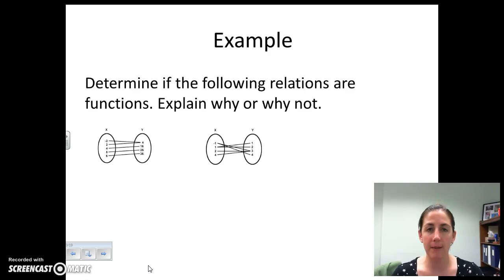So let's look at this one. This one tells you that -1 maps to 3 and -1 maps to 4. This same x value gave you two different y values. It is not a function.